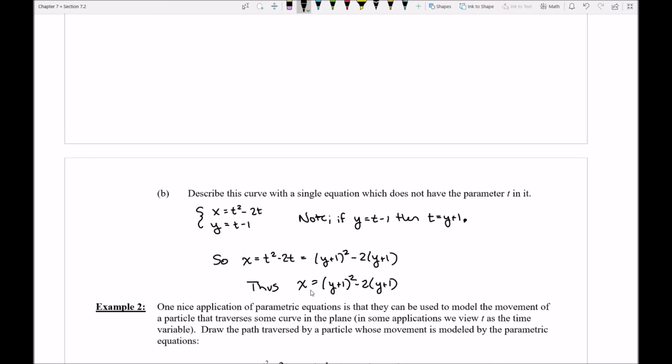What you'll notice is that this is indeed going to be a sideways parabola. I can see that I'm going to have a y squared term that's going to have a positive coefficient, and so I know it's going to open to the right.